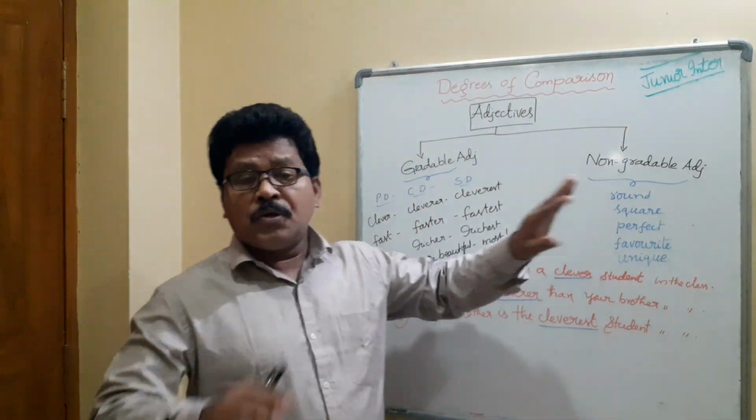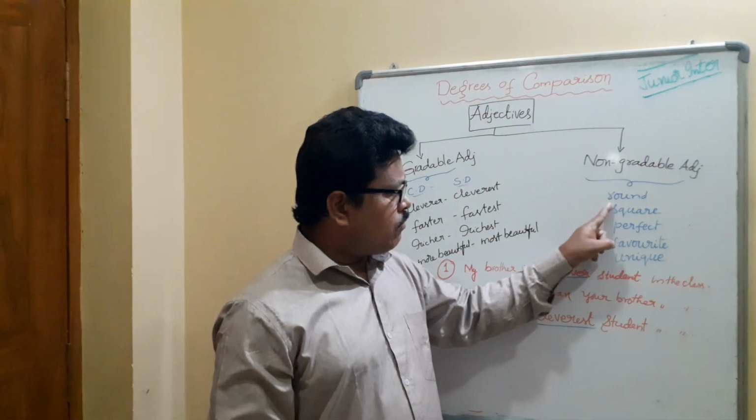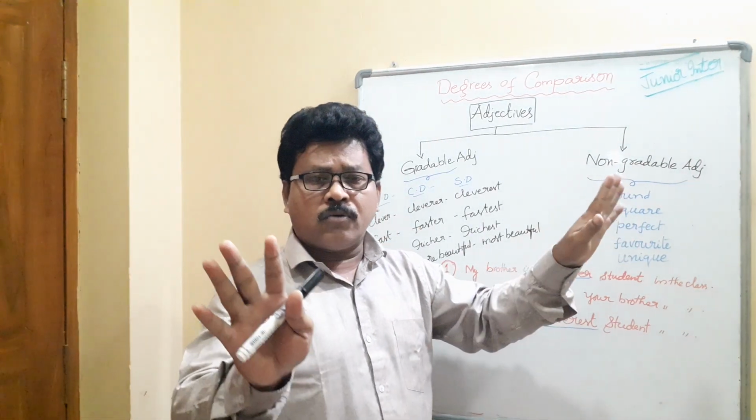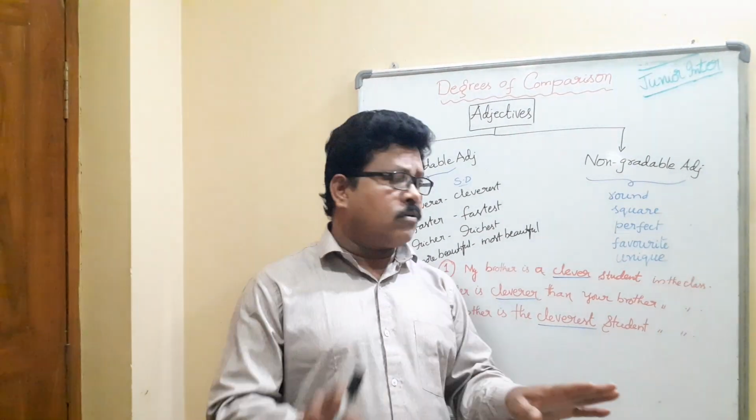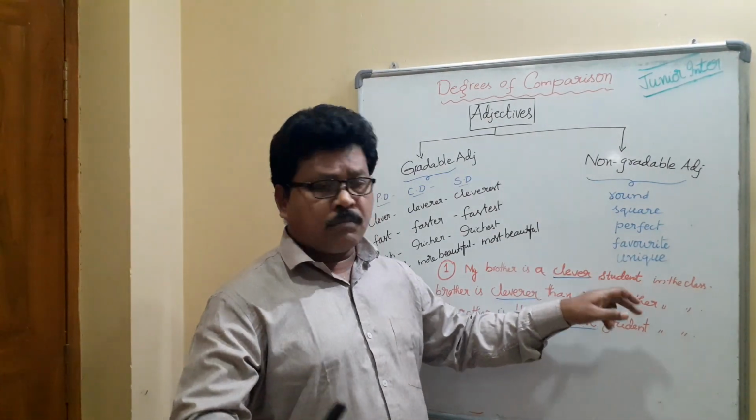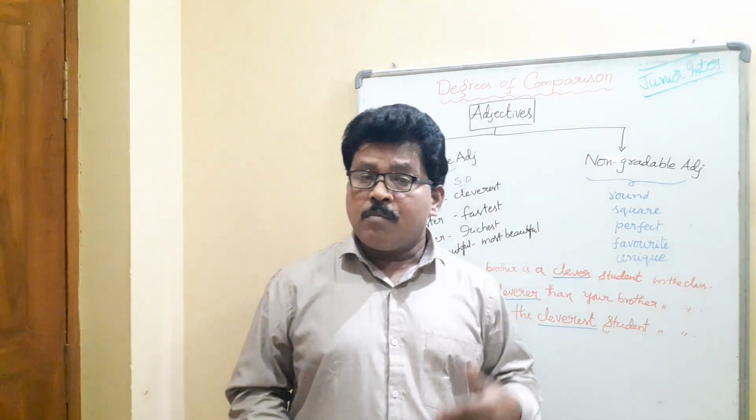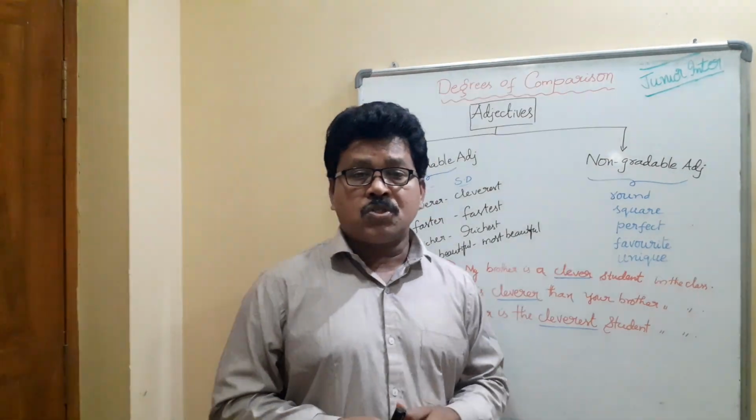Here there is no change of form; they are fixed. They have only one form. Round means round only. Square means square only. Triangular means triangular only. Perfect means perfect only. Favorite means favorite. Unique means unique only. More favorite, more perfect, most perfect, more unique, most unique.